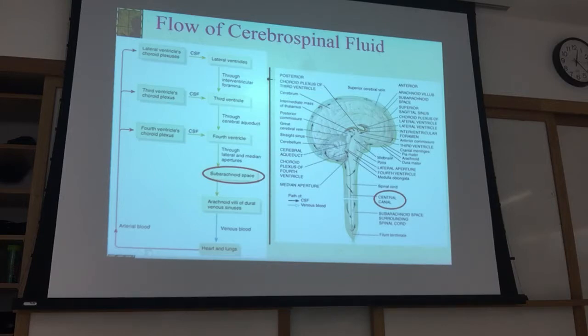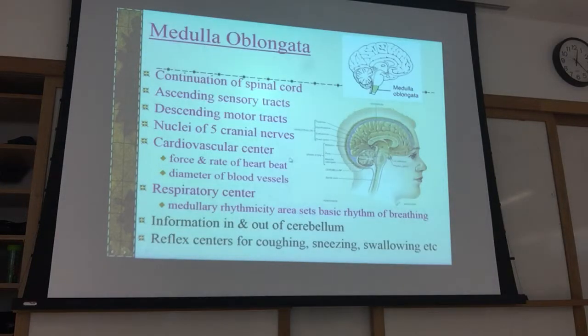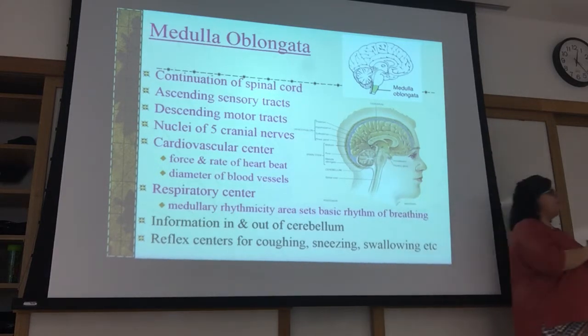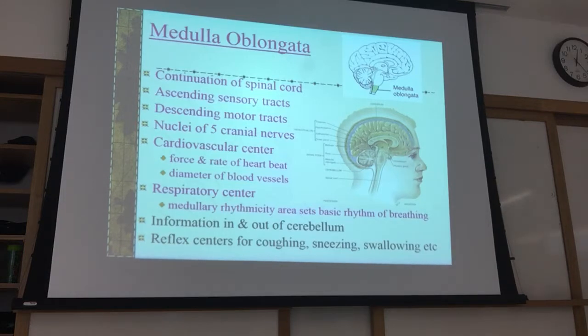Alright, so we will look then at the major parts of the brain and talk a little bit about the functions of each of the parts. So if we start with the medulla oblongata, again, that's a continuation of the spinal cord. The medulla oblongata consists of the nuclei of 5 of the 12 pairs of cranial nerves. The cranial nerves are extending from this area here. One of the most important functions of the medulla oblongata is the cardiovascular function.